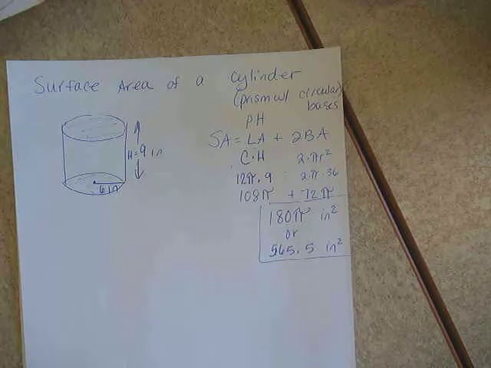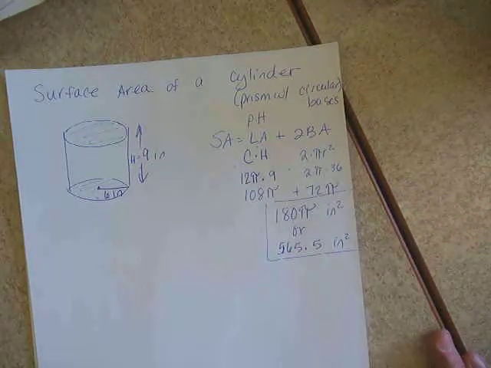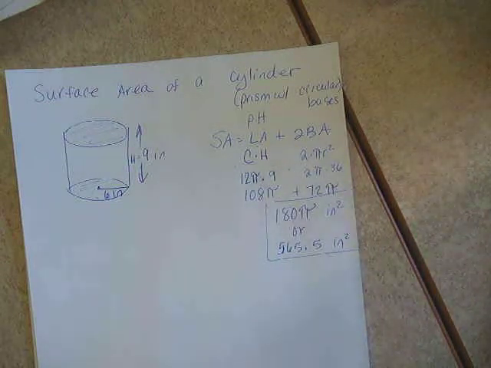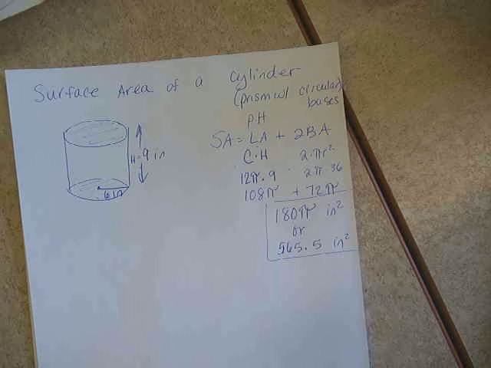If your answer is supposed to be in terms of pi, then you're done. If it's not in terms of pi, if it's to the 10th, then you just multiply those together and you're done. Okay, so this would be square inches. If you calculated that, 565.5 square inches. So sometimes in the book they ask for both. They want the answer in terms of pi and to the nearest tenth. So that is both.